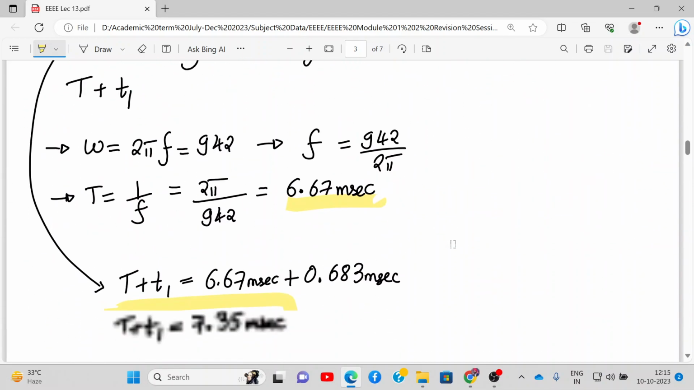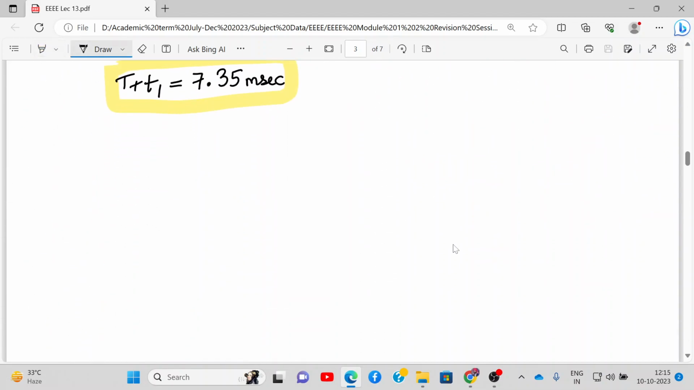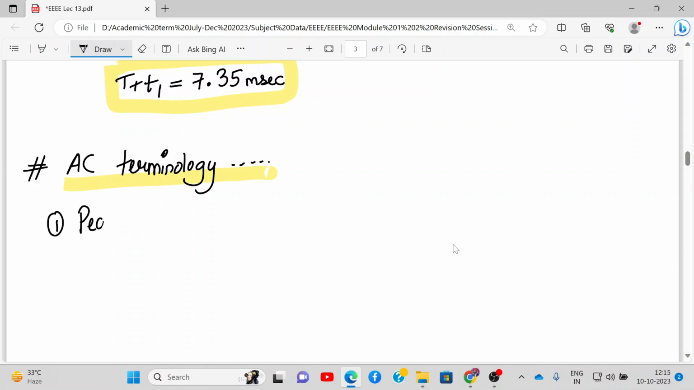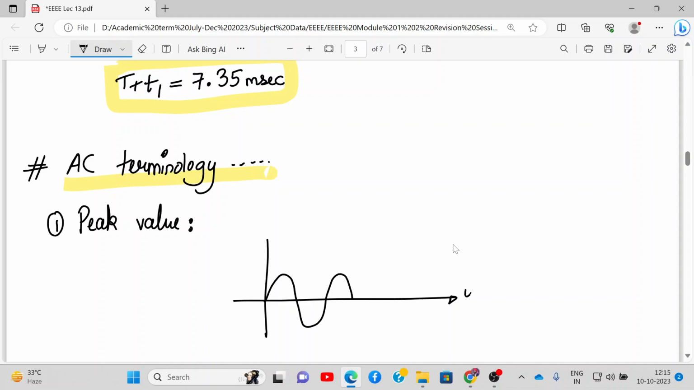Now we move on and continue with some more AC terminology. We have discussed a few terms, but we will continue now and discuss a few more terms. So first is peak value. How do you define peak value? Let's say this is my AC waveform. This is omega t. Let me draw one more cycle.